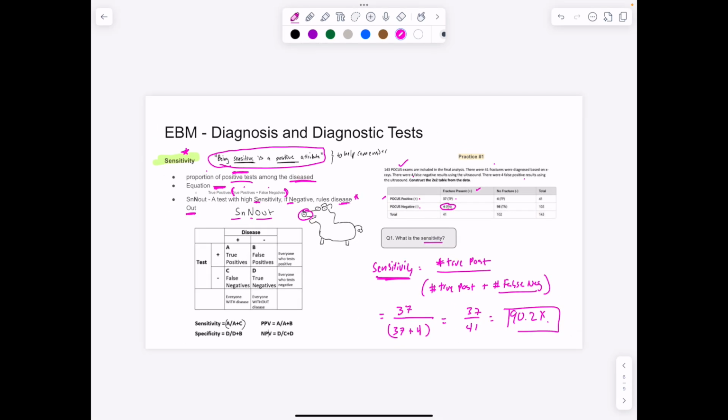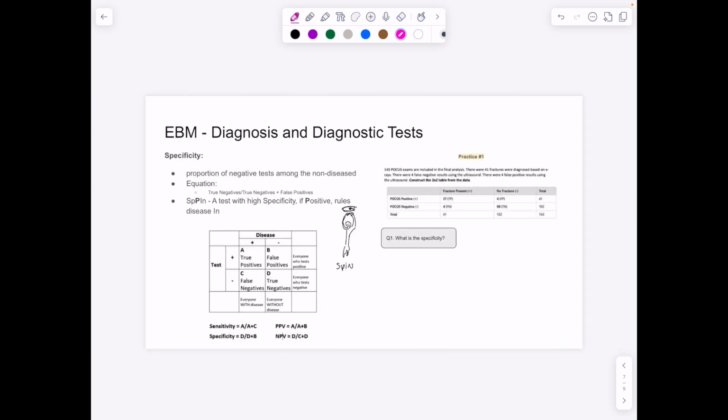Okay, and so high sensitivity, SnNout: if negative, rules disease out. Okay, so great, let's move on. Then we have specificity, and so specificity is the proportion of negative tests that are among the non-diseased. So specificity is checking if the negative tests are good. And so our equation for this is true negatives divided by the true negatives plus false positives.